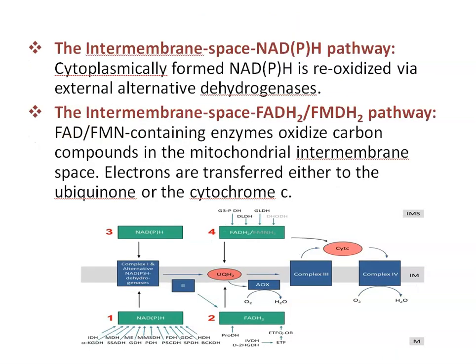Third is the intermembrane space NADPH pathway. Cytoplasmically formed NADPH is reoxidized by external alternative dehydrogenases and transfer electron to complex 1 of electron transport chain. Fourth is the intermembrane space FADH2 or FMNH2 pathway. Here, FAD or FMN containing enzymes oxidize carbon compounds in the mitochondrial intermembrane space. Then electrons are transferred either to ubiquinone or to cytochrome C.